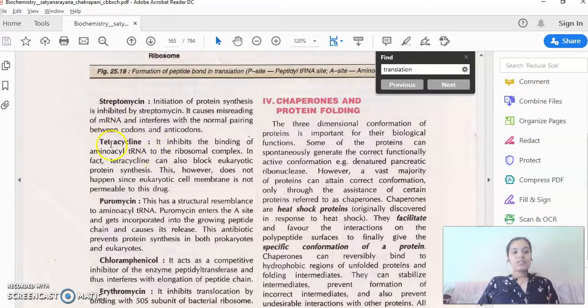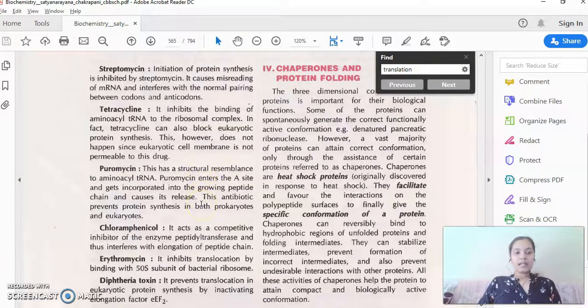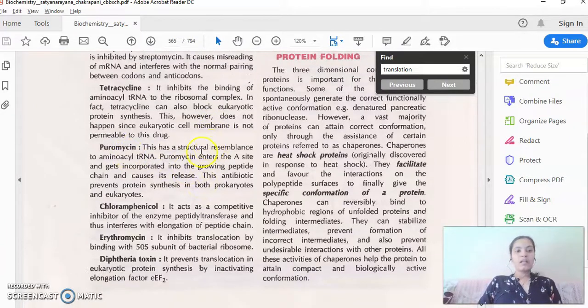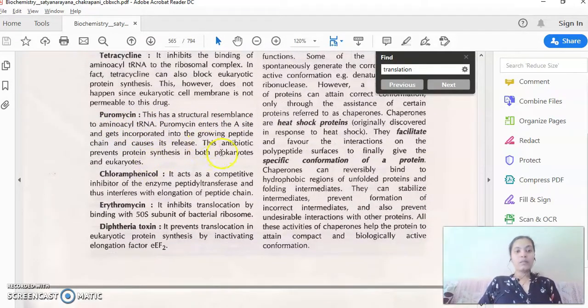Another example is tetracycline, which is again an antibiotic. It inhibits the binding of aminoacyl tRNA to the ribosomal complex. This is also blocked in eukaryotic synthesis, but it is impermeable into the eukaryotic cell membrane, hence it acts as a drug and doesn't inhibit our cells but that of the bacteria. Next is puromycin. It has structural resemblance to aminoacyl tRNA, hence that binding is again blocked in prokaryotes.